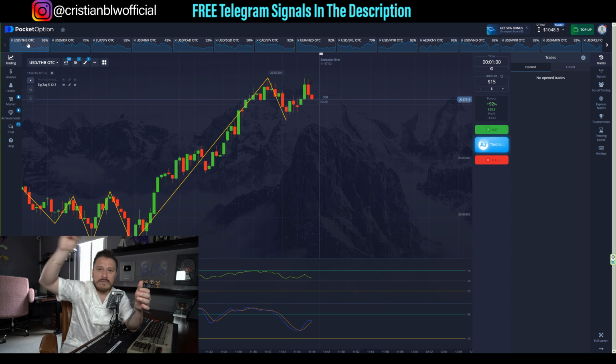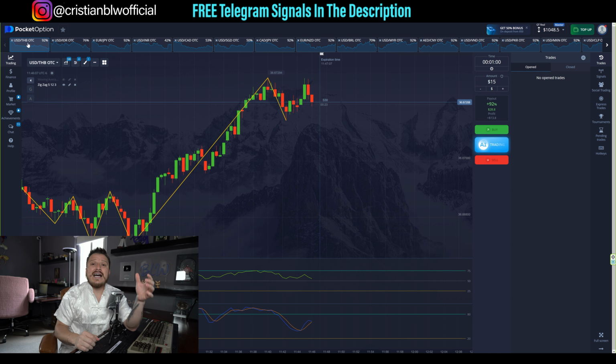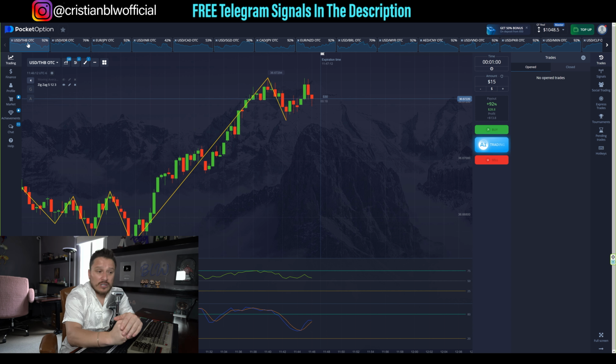completely touches the 75 level, the ZigZag touches as well, and the price is overbought, I have three confirmations that the price is actually going to start dropping. So this is something to consider.